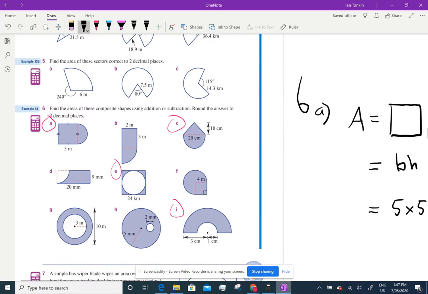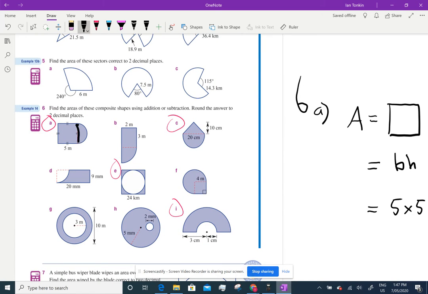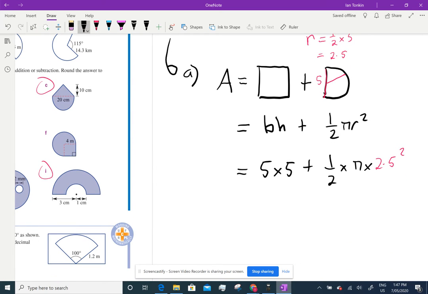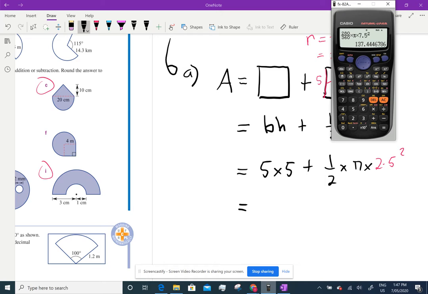Now here's where I have to be smart. Look over here. That is 5, which means that distance here is 5. But I don't want all that distance, I only want half of that distance. So the radius equals a half times 5, which is 2.5. So the radius is 2.5 squared. That's really the only hard bit of this. Then don't try and do it in parts. Do it all in one go.